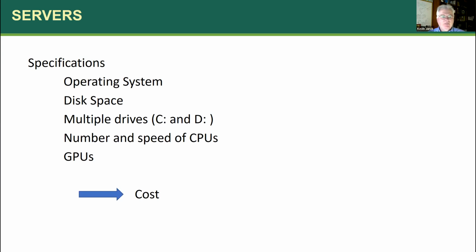Number and speed of CPUs, whether you're using graphical processing units on your server, and all this is going to tie into the cost of the server, which can become a pretty substantial part of your whole project budget. So again, it's something to factor in, not only from the monetary side, but also time-wise, because these servers don't just automatically appear.